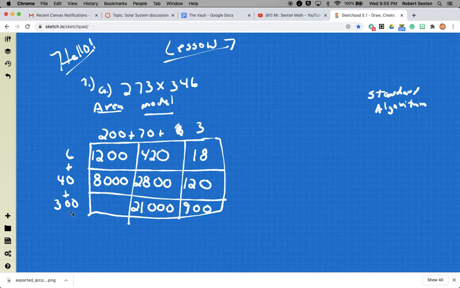And 300 times 200. Yikes. 2 times 3 is still just 6. But I have 1, 2, 3, 4 zeros. And that makes sense because 3 times 2 is 6, and 100 times 100 is, or is 100 times 100 is 10,000. So I'm going to have 6 ten-thousands.